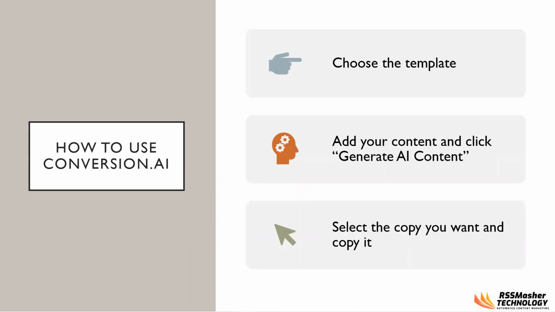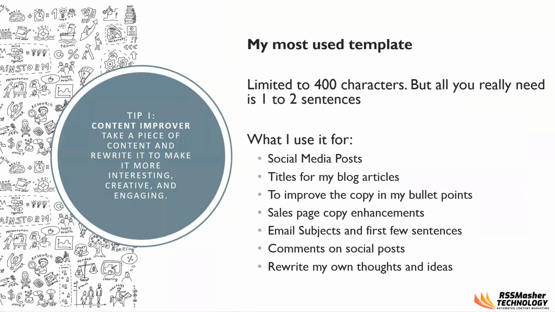Now, how do you use Conversion.ai? I'm about to hop in and show you, but it is really easy. You choose the template, add your content, click the button down below that says Generate AI Content, and then you select the copy you want and copy it. That's it. There's hardly any thinking involved, and nothing more than clicking a button after you've pasted your content in. So let's go ahead and get started with the quick tips.